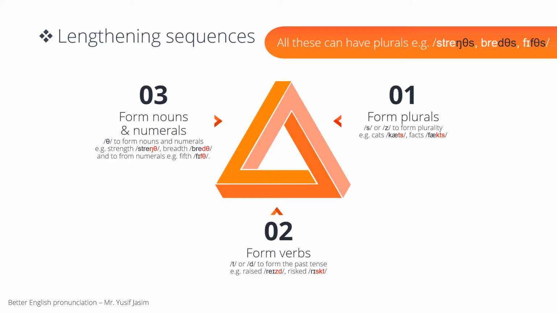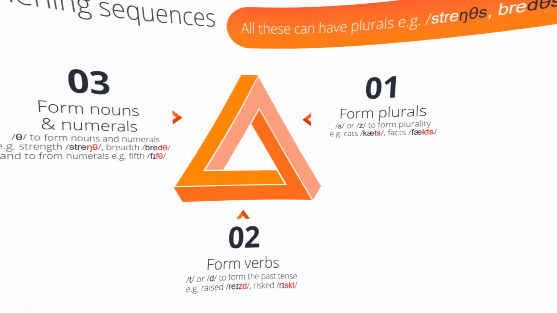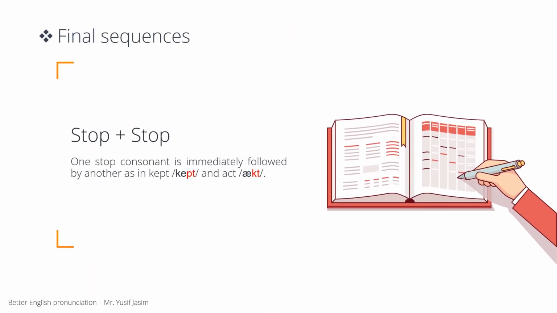With that being said, let's start with final consonant sequences. Types of final consonant sequences. The first type of final consonant sequences is stop plus stop, when one stop consonant is immediately followed by another, as in kept and act. The closure of the speech organs for the second consonant is made whilst the closure for the first consonant is still in position. Let's explain what will happen in the sequence p plus t.